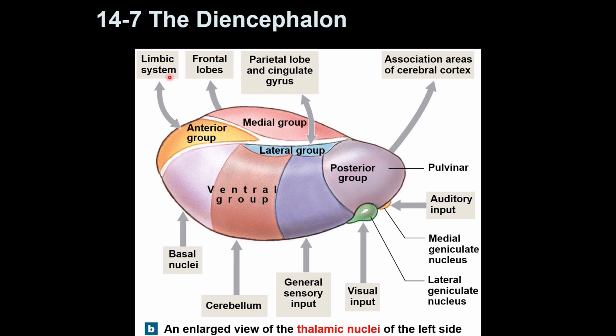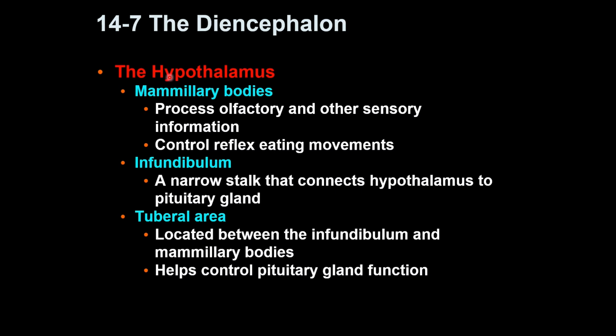So the third part of the diencephalon is the hypothalamus. The hypothalamus has a lot of different areas, and I will show you more detailed information in the next slide. Just as a summary, one part is called the mammillary body, and that is important for processing olfactory information, the sense of smell, and also for the feeding reflex.